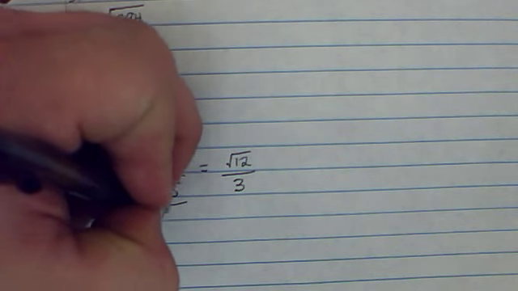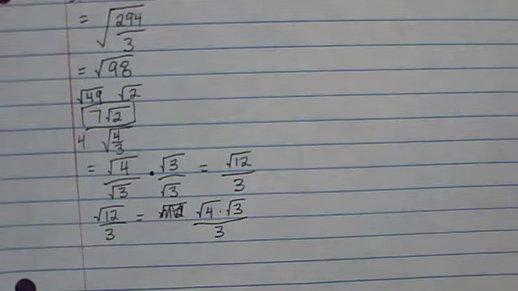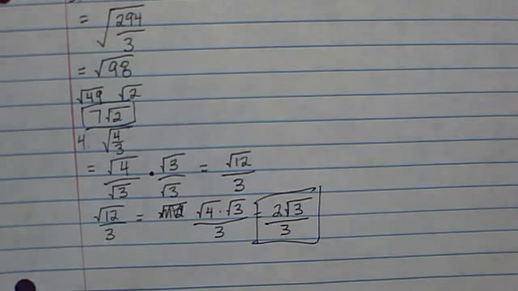That 12 can turn into 4 and 3, since 4 is a perfect square, which then turns out to be 2 times the square root of 3 over 3. So that is the simplified version of the square root of 4 over 3.